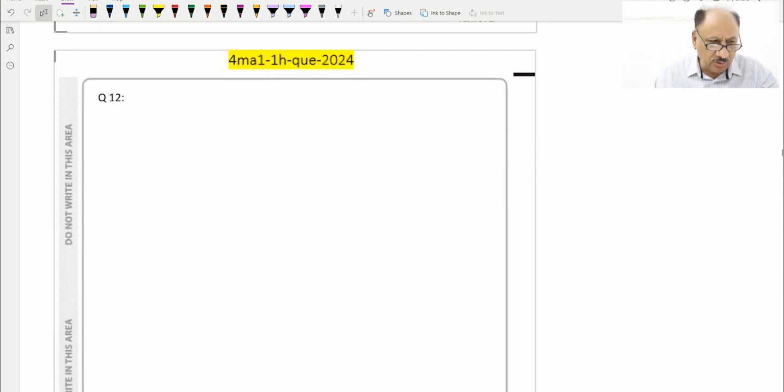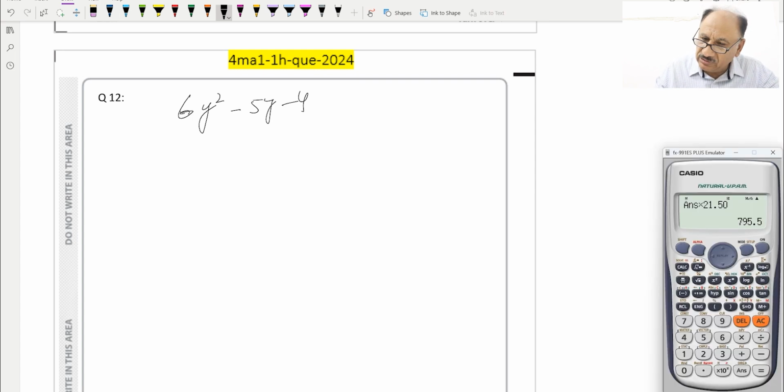Now question number 12 is a factorization question. The expression given is 6y square minus 5y minus 4, and we need to factorize this. To factorize, I'll be using calculator mode 53, and the coefficient of y square is 6, the coefficient of y is minus 5, and the constant is minus 4.